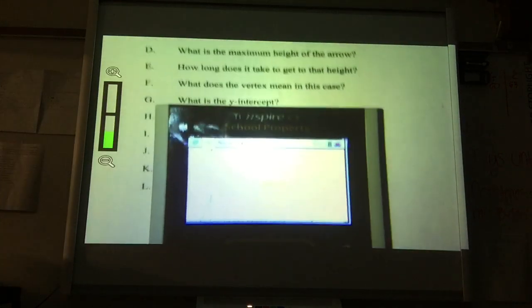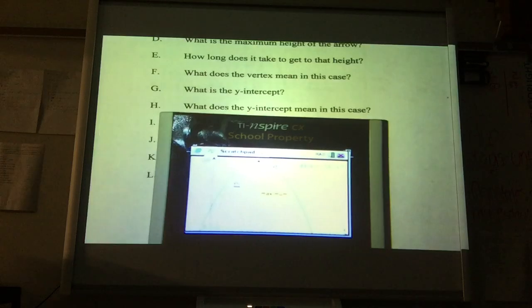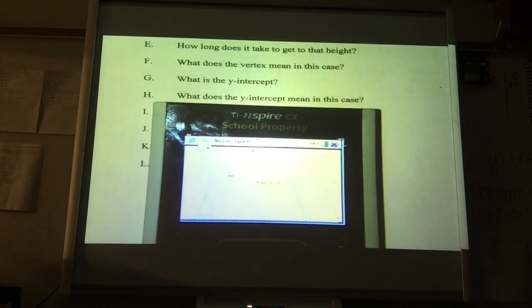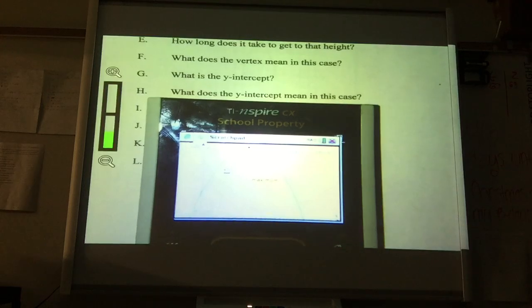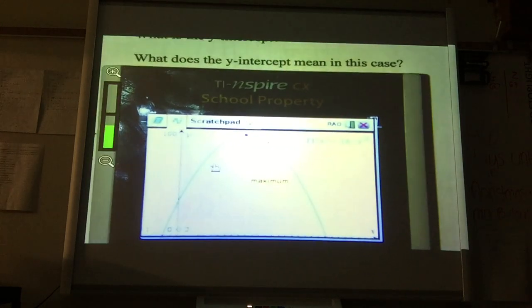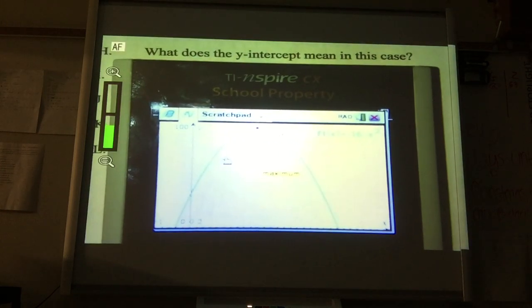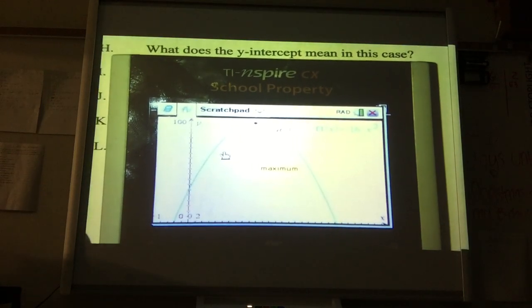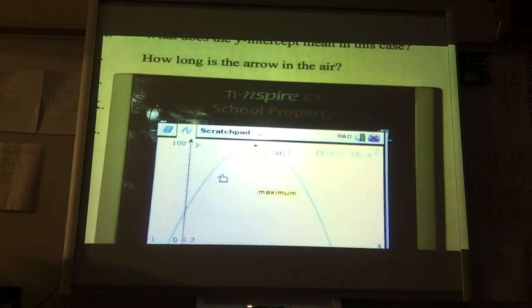Okay, so going on, what does the y-intercept mean in this case? So it means that it's just launched from some platform that is 32 feet high. Okay, so let's keep going with that. Almost done. How long is the arrow in the air?